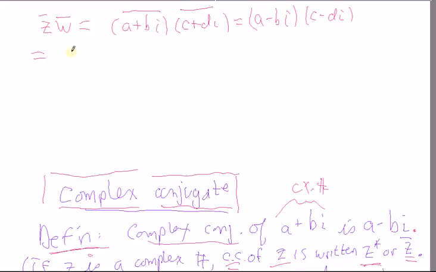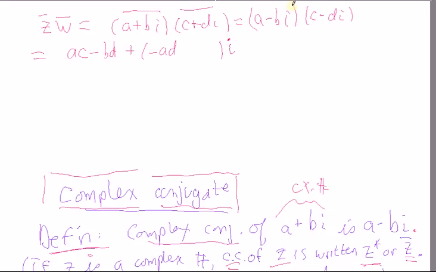First is a times c. Last is bi times di. The i's give me an overall factor of -1. I also have a -1 on the b and a -1 on the d. Altogether, 3 minuses gives me a minus. So that's ac minus bd plus, the other two factors are going to be imaginary. If I take a times minus di, that's going to be minus adi. I'm going to factor out the i because the other term also has an i.